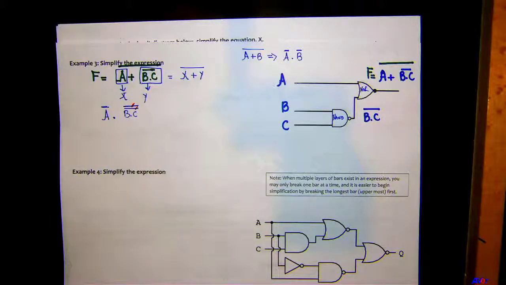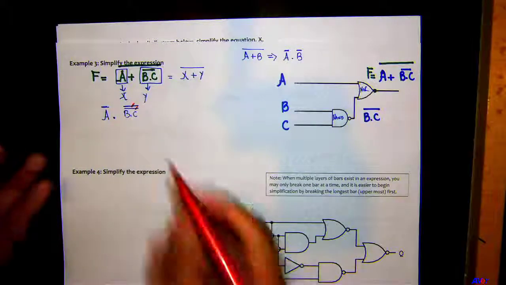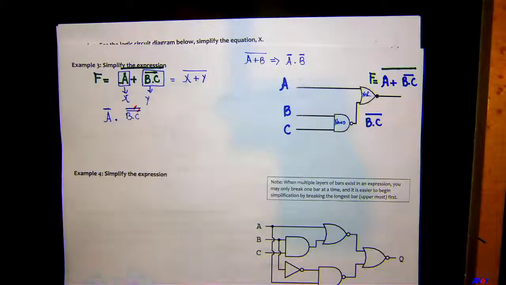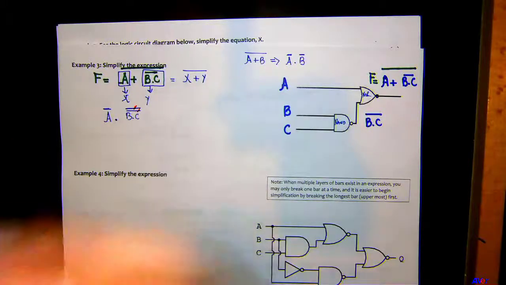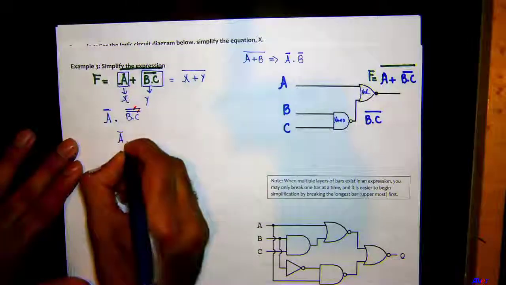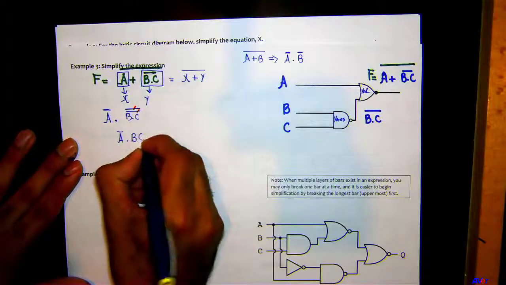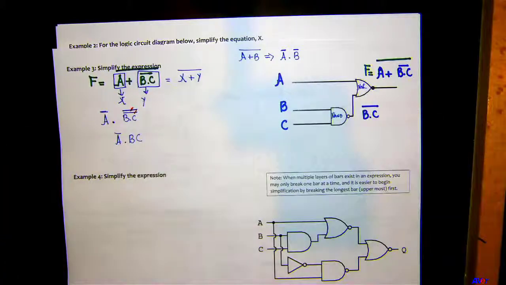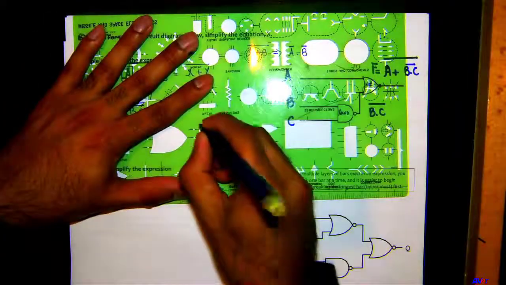Right, it's not included in here, but it's also one of the properties. If you have bars on two bars on the whole thing, you can cancel them out. So this comes out as A bar dot BC.